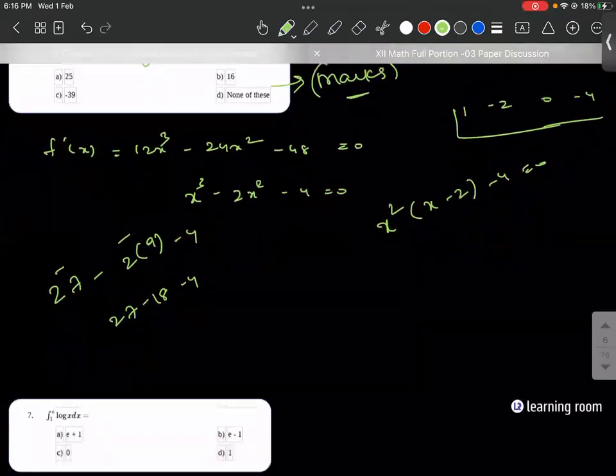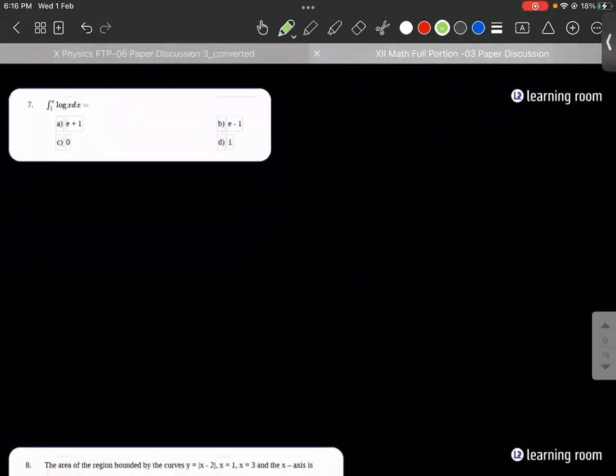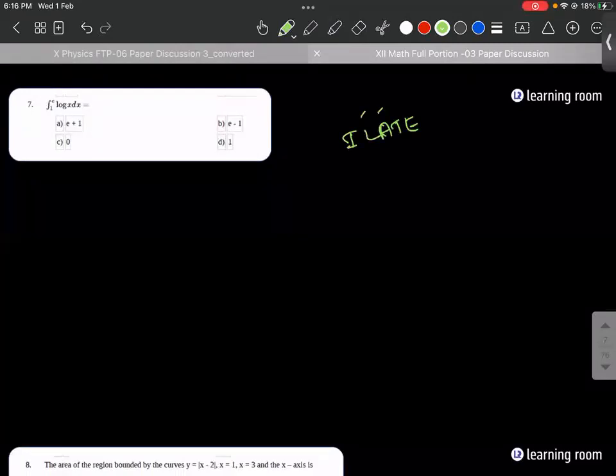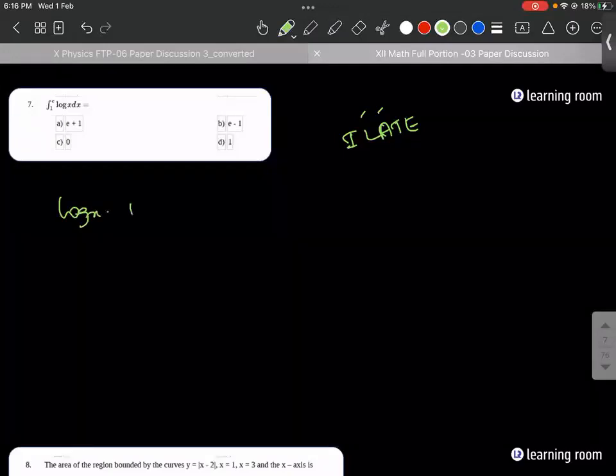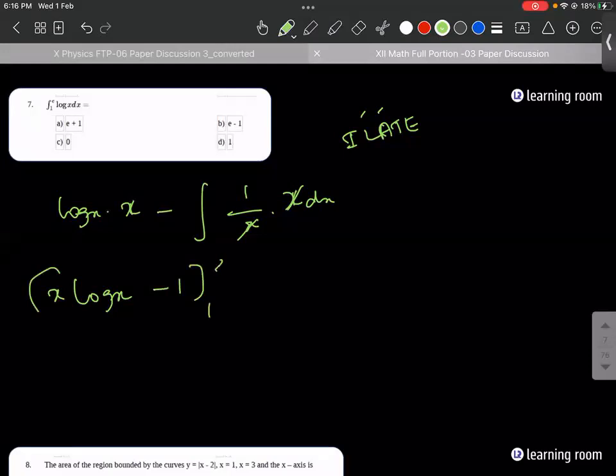So write down this question. Sixth one, you will get marks. So integral of log x, according to ILATE, logarithmic and algebraic. So log x into 1 minus integral of 1 by x into 1 into dx. So first function into integral of second function, that is integral of 1, that is going to give me x. So first function into integral of second minus integral of derivative of first into integral of second, and this will get cancelled. So x log x minus x from 1 to e.